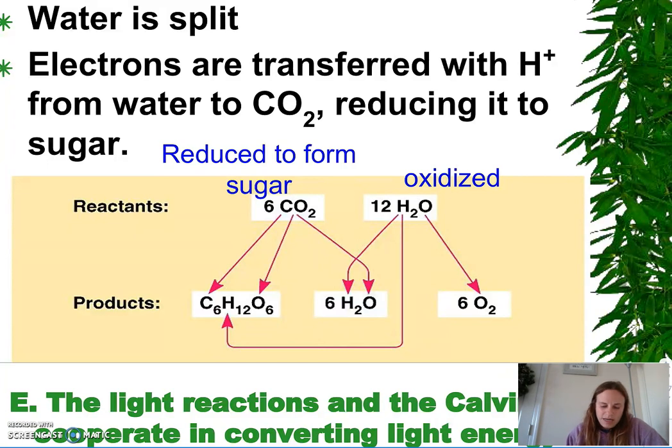So carbon dioxide is going to be reduced. It's going to gain an electron or gain a hydrogen to form sugar, whereas water is going to get oxidized. So water is going to lose an electron or lose a hydrogen, and that's where our oxygen comes from.